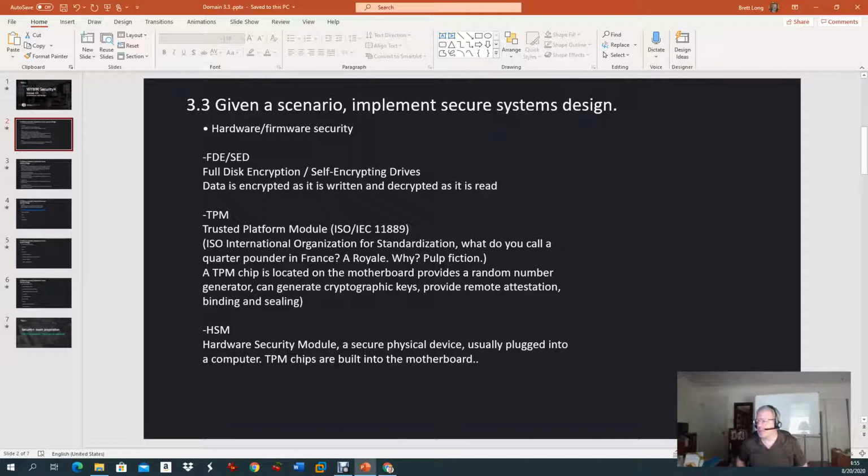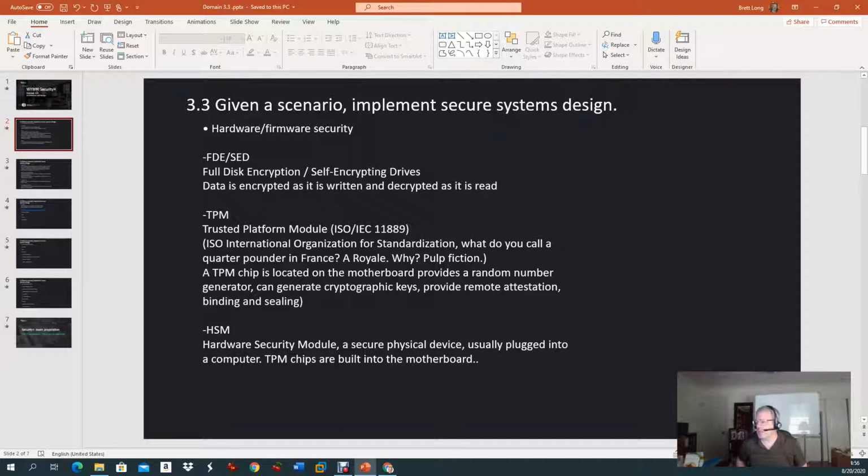A TPM chip is located on the motherboard, which is HSM. It provides a random number generator, can generate cryptographic keys, and provide remote attestation. Doesn't that happen in court? Binding and sealing. That might be something to look up, the difference between binding and sealing. Not going to be on the test.